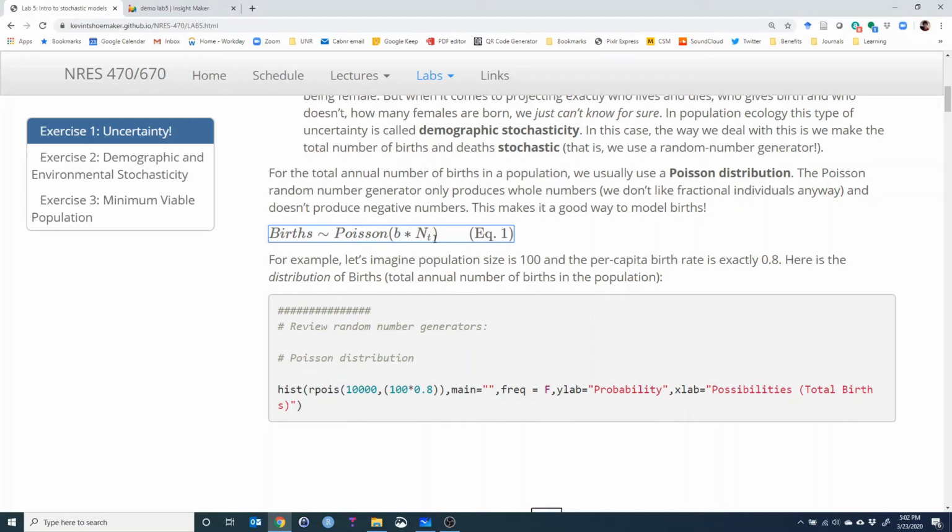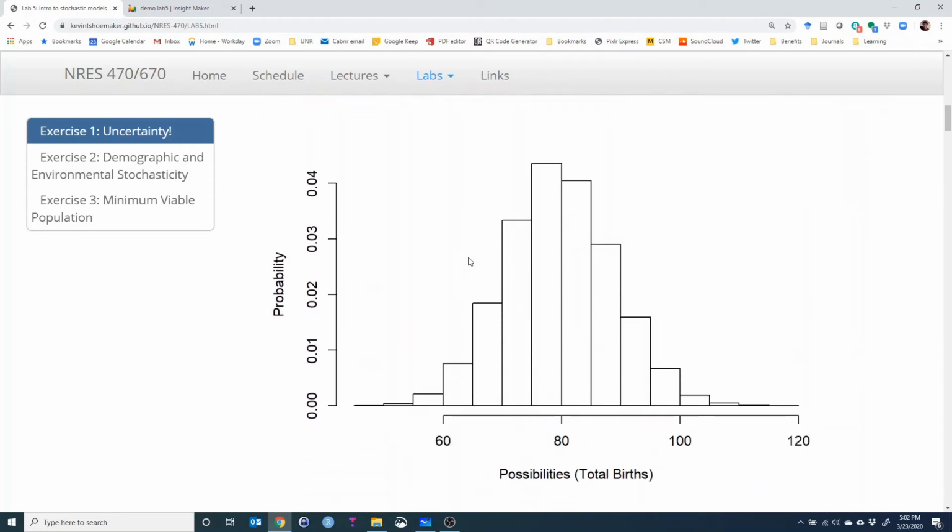So we can imagine a population size of 100 and a per capita birth rate of exactly 0.8. To get the expected number of births, we just have to multiply 100 times 0.8. So the mean total births entering the population this year should be around 80. But we can't predict exactly. So it could be around 80, that's where the peak of this distribution is. But it could be even greater than there are females in the population, so it could be above 100 births. It could be on the other extreme as low as around 50 births.